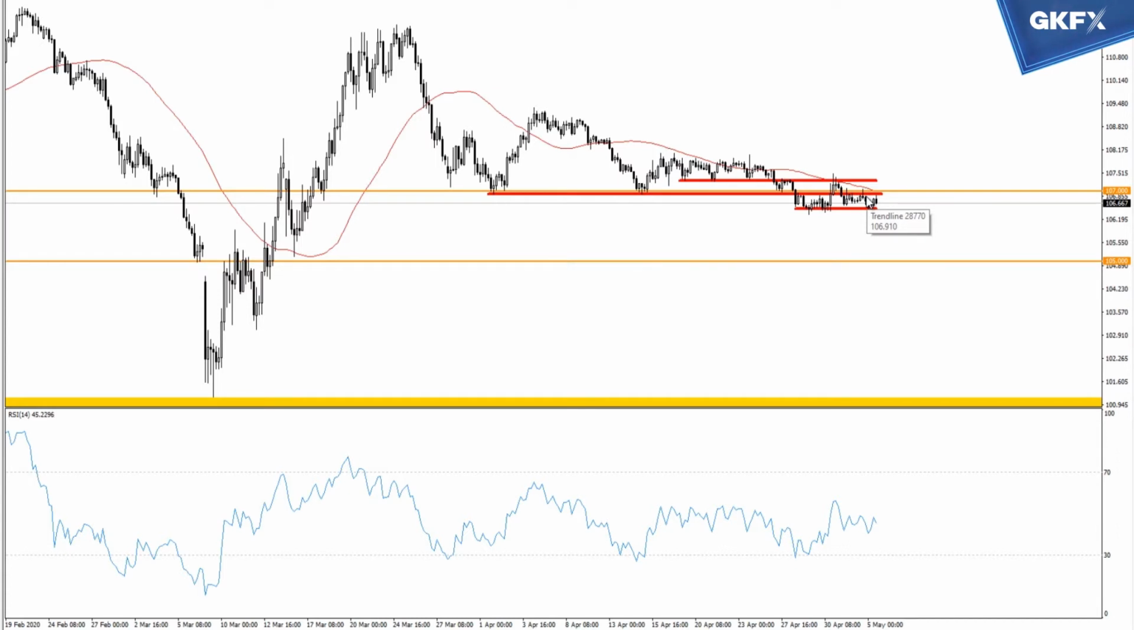And you could even argue that there's a modest inkling of, you see how we've made a lower low in the price, but we've made a marginally higher low in RSI. So a little bit of bullish divergence, helping our cause to suggest that maybe we get an upside break here in the dollar yen.